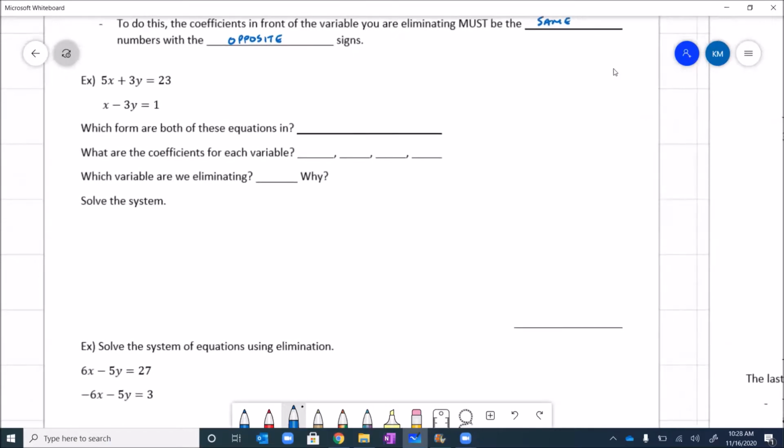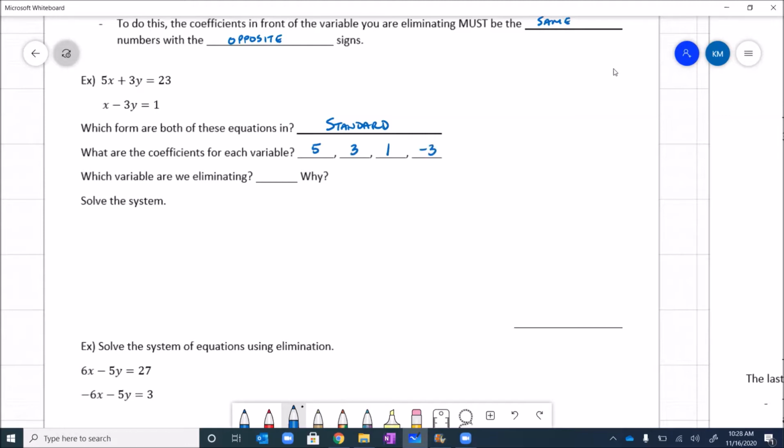Okay, and so as we look here, we have 5x plus 3y equals 23 and x minus 3y equals 11. Which form are both of these equations in? They're both in standard form, right? And we can tell they're in standard form because x and y are on the same side. What are the coefficients for each of these variables? Well, we have 5 by x, 3 by y, 1 by x, and negative 3 by y.